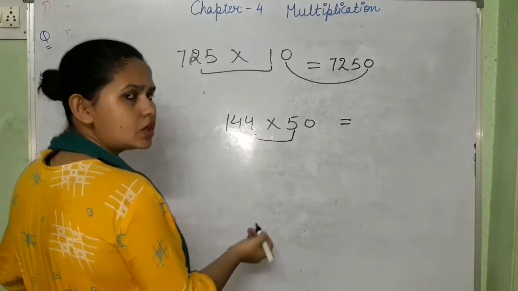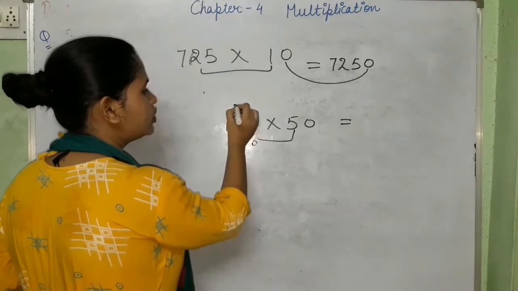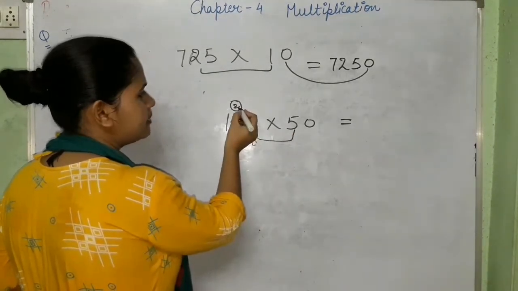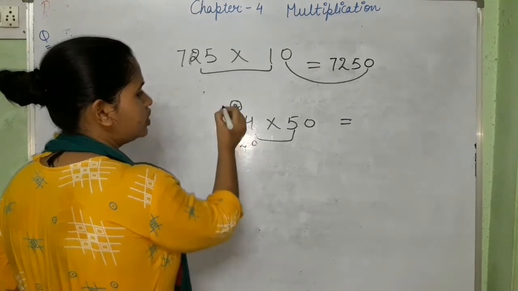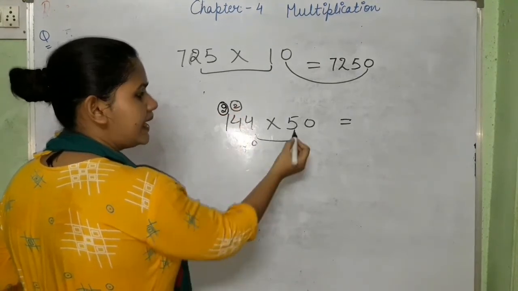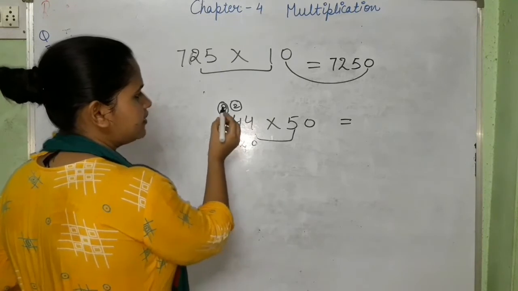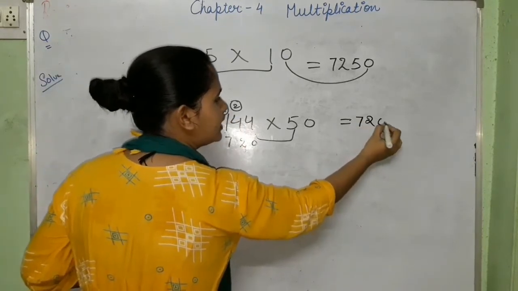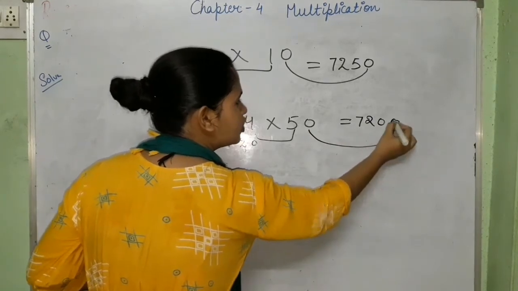5 4s are 20. 0 will be here. 2 goes to carry. 5 4s are 20 again. And when we add the carry, it becomes 22. 2 will go here. And 5 1s are 5, 6, 7. So we have 720 and this 0 will go here.